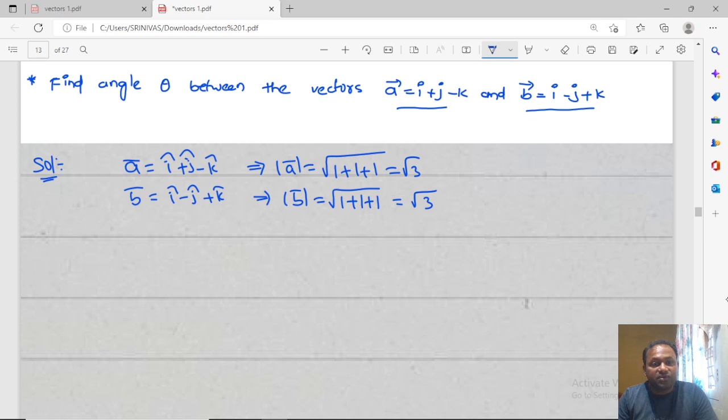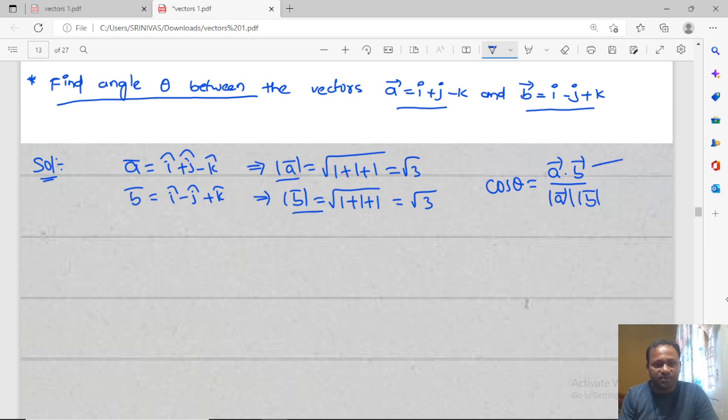Okay. So the question is the angle between two vectors. What is the angle between two vectors? Cos theta is equal to a bar dot b bar by mod a bar into mod b bar. I have mod a bar, mod b bar. We need to find this one. What about a bar dot b bar? It is the dot product, meaning i terms, j terms, k terms. Okay? I will write like this.